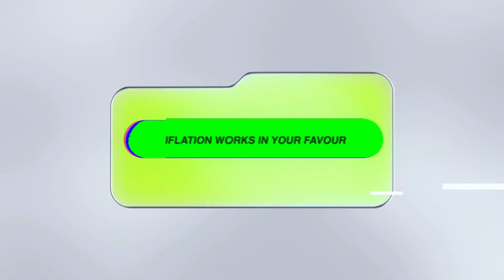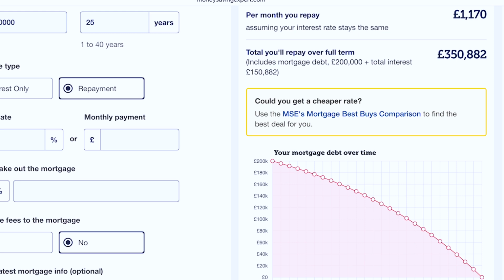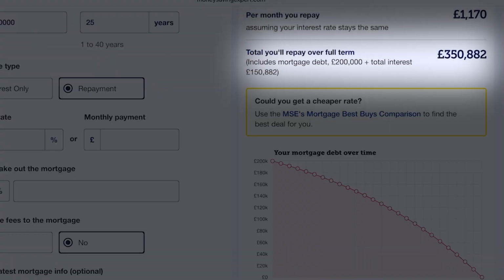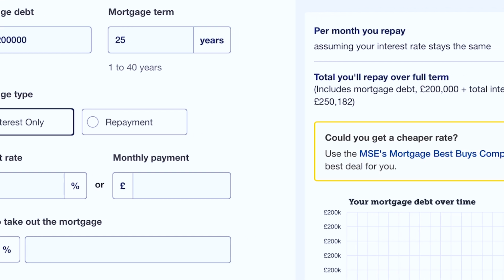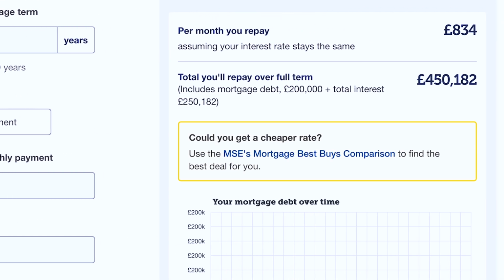Number three, inflation works in your favor. So, quick one, let's go back to the calculator we used earlier. If we look at our results for repayment mortgage, you will notice that the total payment we have to make at the end of the 25-year period is in excess of £350,000. However, if it was interest only mortgage, the total payment you have to make is about £450,000. Now you would be like, oh, I'm paying more at the end of the day with interest only. Why not just go for repayment mortgage?